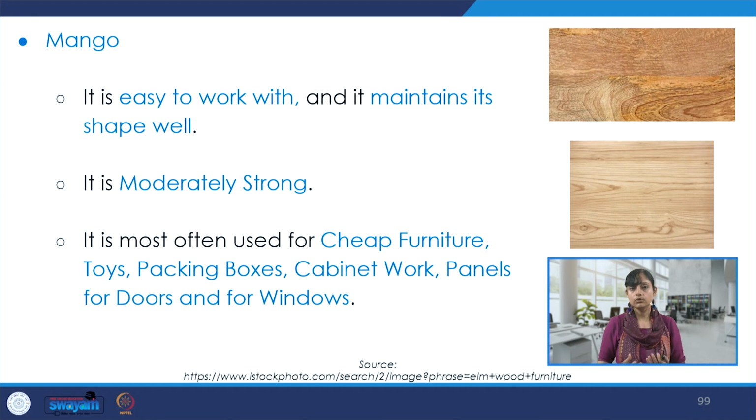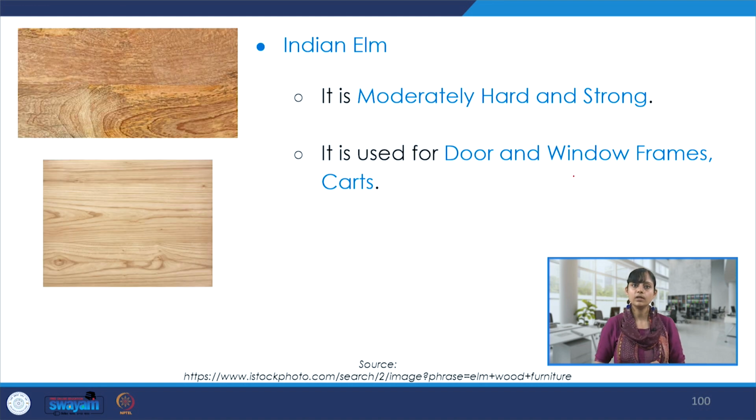We have mango wood also, easy to work with, maintains its shape well, it is moderately strong. It is also used for cheap furniture, toys, packaging, doors, windows, cabinet works, panels, etc. Then there is a variety called Indian elm. It is moderately hard, it is strong, and it is used for door and window frames, also for carts.